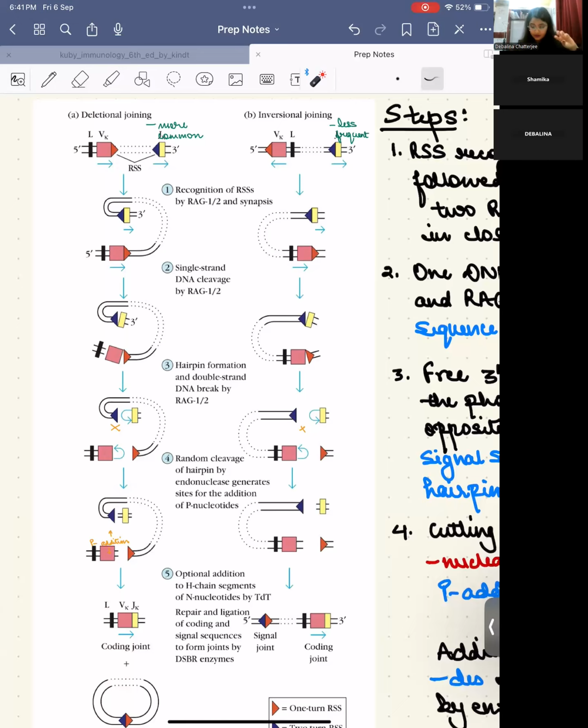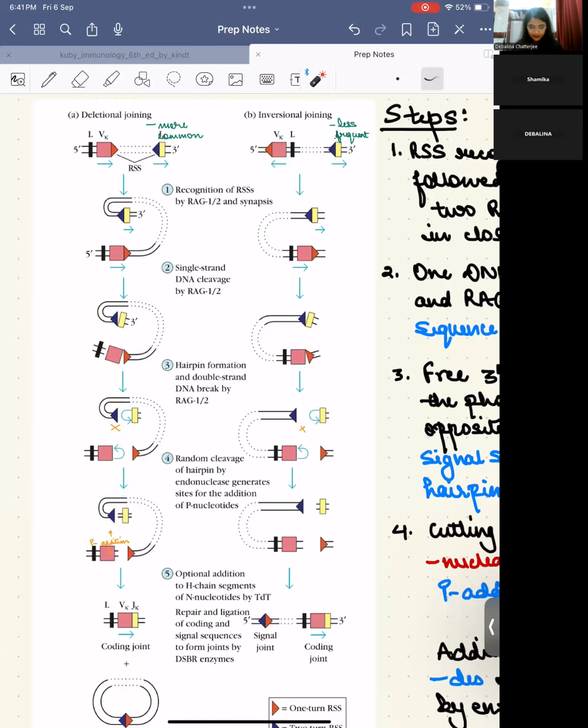The only difference, if you see, is that the looping here is in this manner, and over here the DNA is bent in a single turn to bring these two things together. The rest, the cleavage and the formation of the hairpin structure, everything is the same.